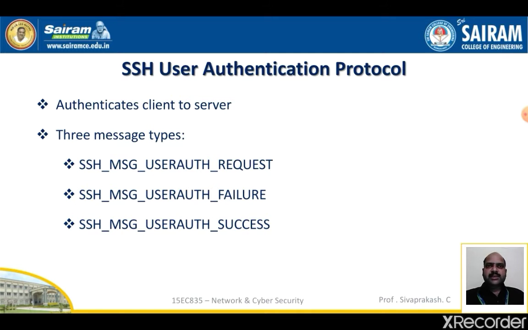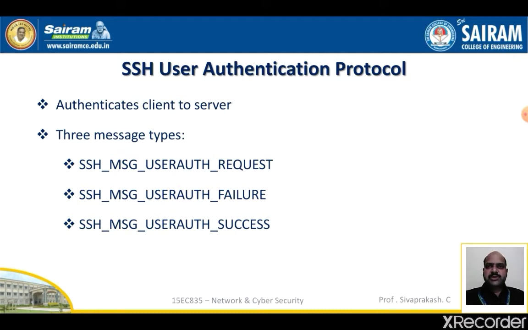Three types of messages are always used in the user authentication protocol. The authentication request from the client has the format of SSH_MSG_USERAUTH_REQUEST, or SSH_MSG_USERAUTH_FAILURE, or SSH_MSG_USERAUTH_SUCCESS. These are the three types of messages in the user authentication protocol. Let us discuss them one by one.